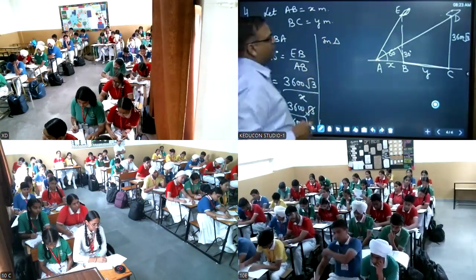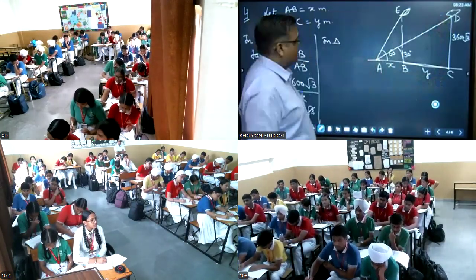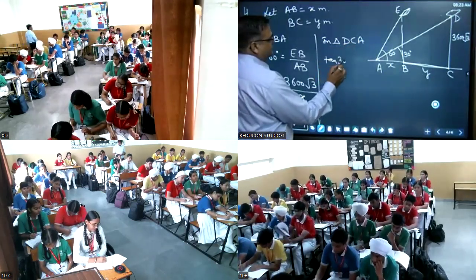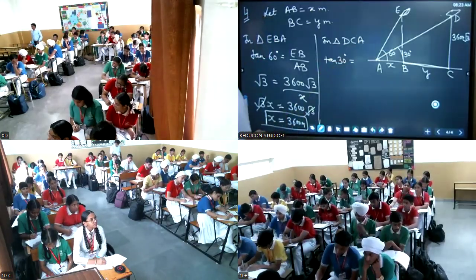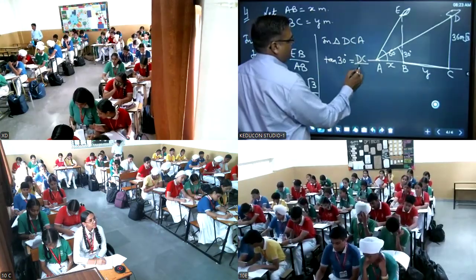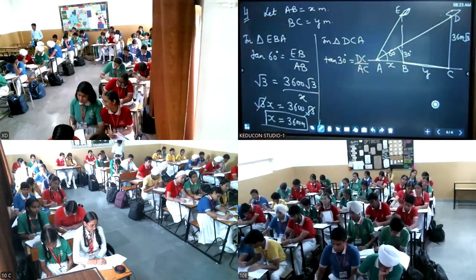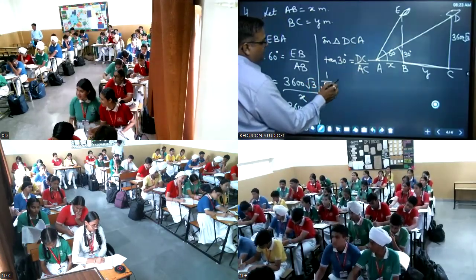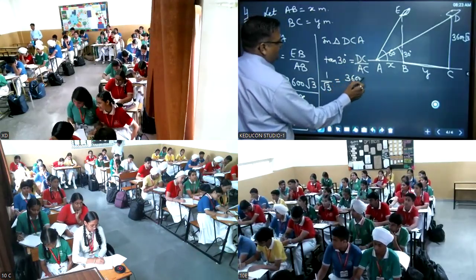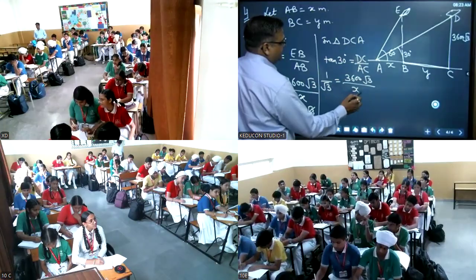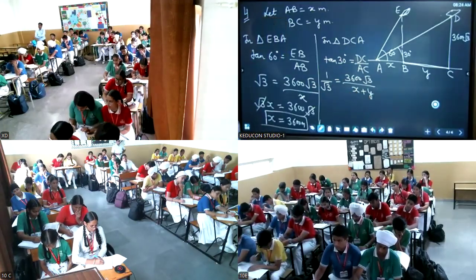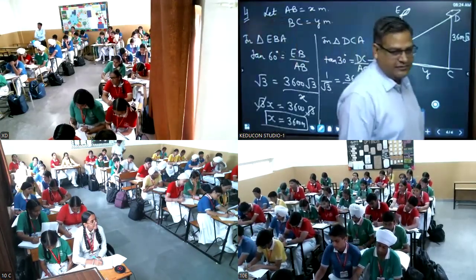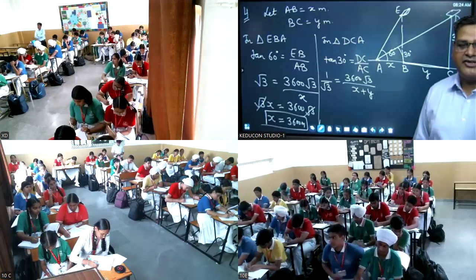Now come to the triangle BCA, and in this again apply tan 30. What will tan 30 be equal to? BC upon AC. What is the value of DC? Tan 30 is 1 by root 3. DC is 3600 root 3 and AC is x plus y. Now solve both equations and please tell me the value of y. Please tell me the value of y.